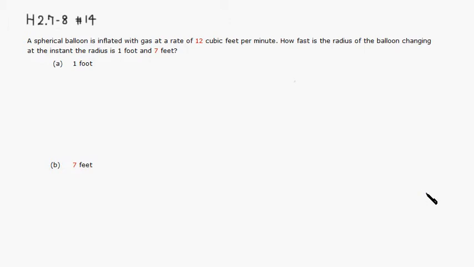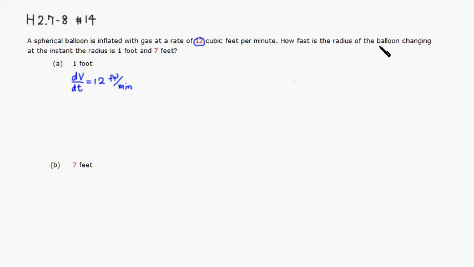Okay, let's look at homework 2.7, 2.8, number 14. We're looking at the spherical balloon, and the volume is changing at the rate of 12 cubic feet per minute. This gives you the change rate of the volume with respect to time, dV/dt, given as 12 cubic feet per minute. So that's this right here.